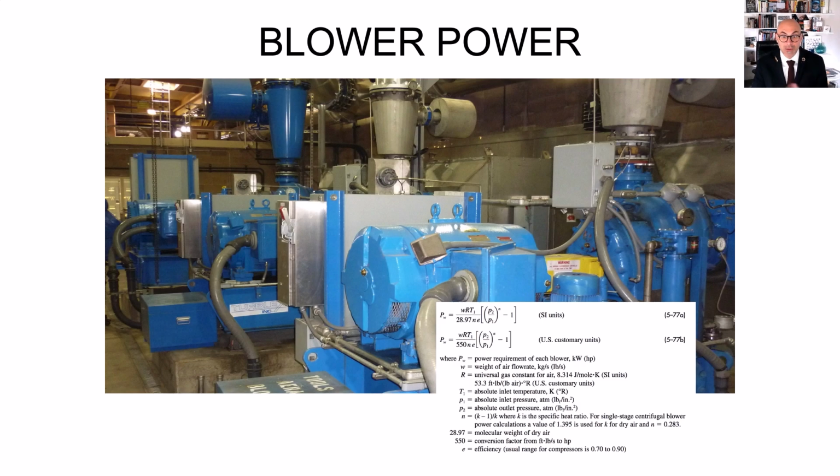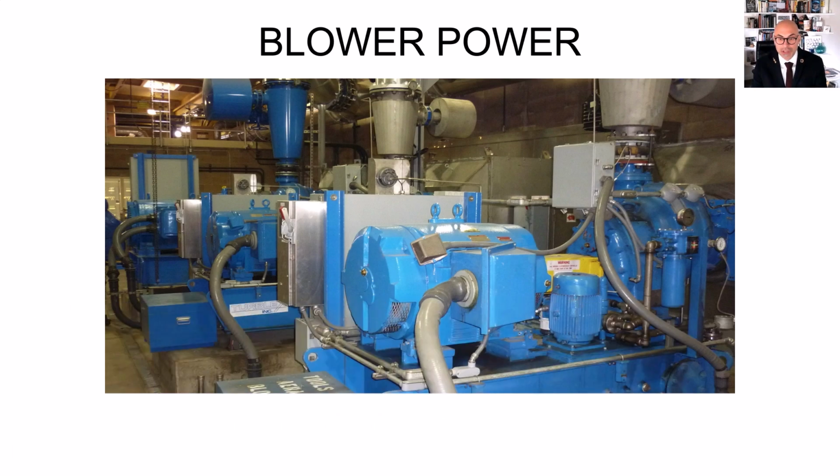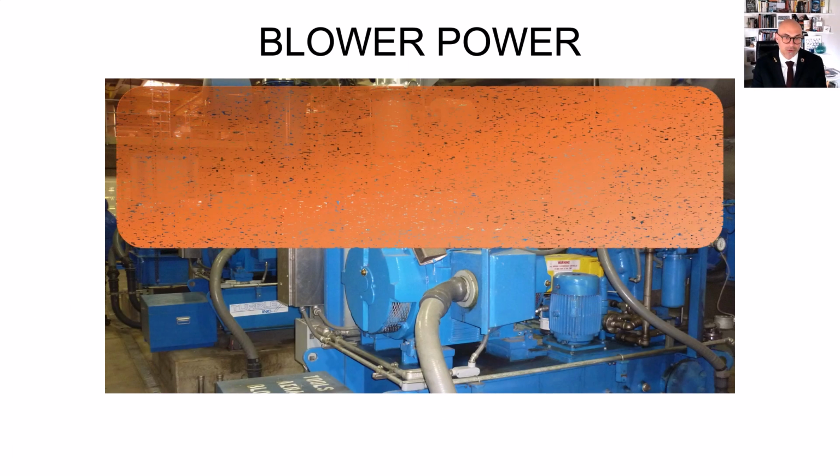It's n equals k minus 1. K is the specific heat ratio, so Cp over Cv. E is the efficiency of the blower. It depends on the machine, of course. P2 is the discharge pressure. P1 is the inlet pressure. The inlet pressure is about 95% of the atmospheric pressure at the site where the blower is sited. And that composes the equation. Now, that's an equation you find in a textbook.